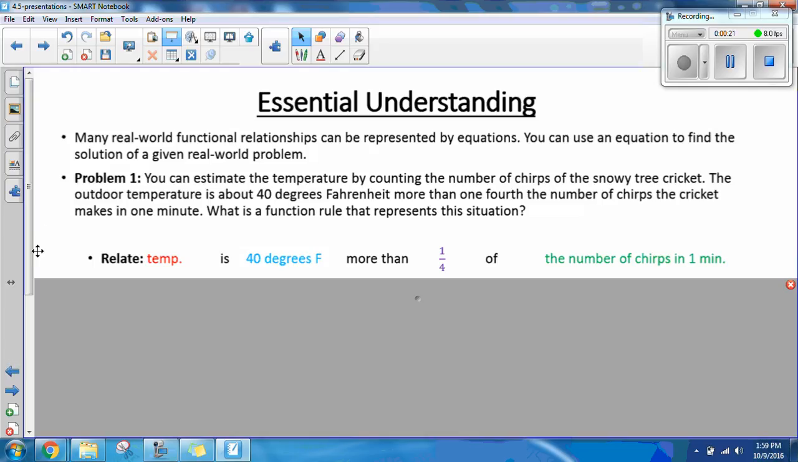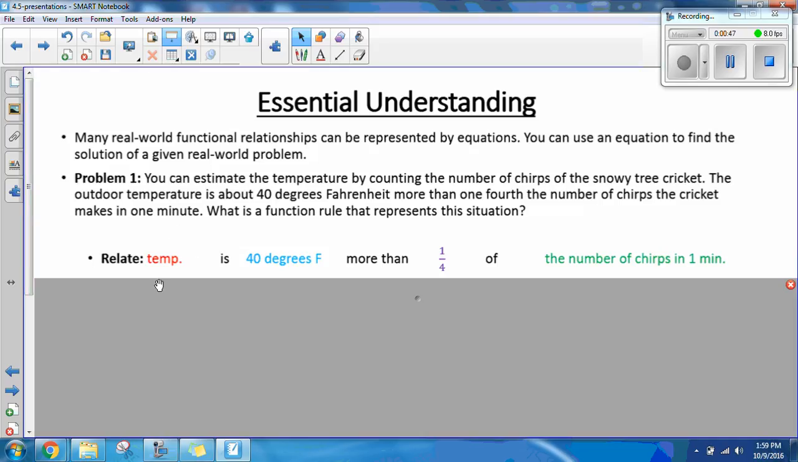For example, you can estimate the temperature by counting the number of chirps of the snowy tree cricket. The outdoor temperature is about 40 degrees more than 1/4 the number of chirps the cricket makes in 1 minute. What is a function rule that represents this situation? First, you need to break down the problem and figure out what the relationship is.